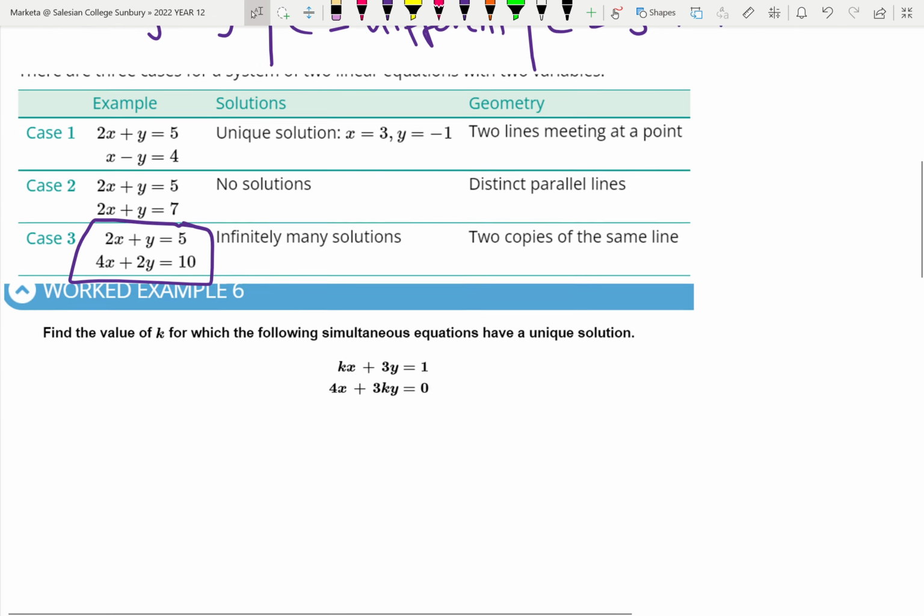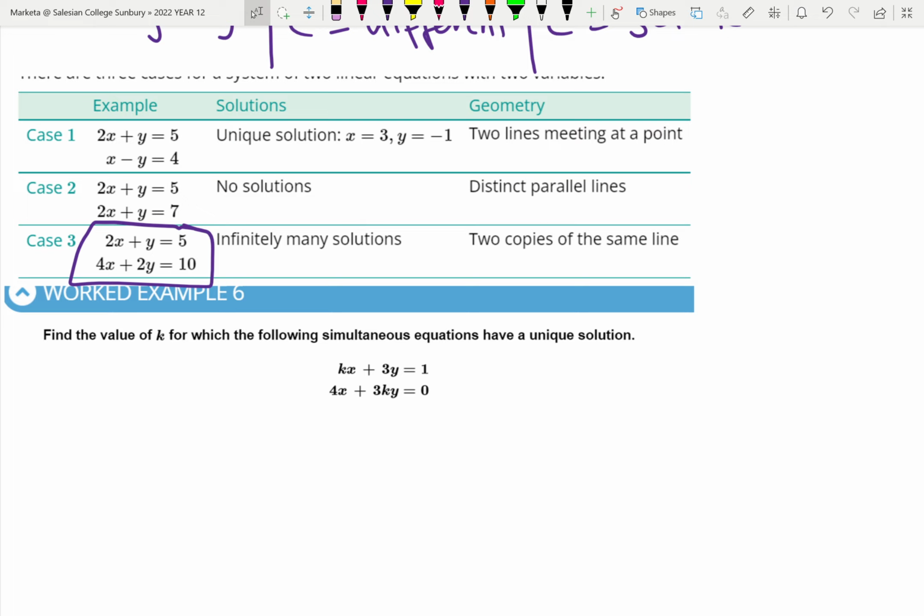So look, on this little table down here, this is from Cambridge, we've got an example, case one, where we have two lines and they have a unique solution. If you were to solve that system of simultaneous equations, you'd find that it has the solution of 3, negative 1. For the second case, these are our no solution, and they are parallel lines. They're not the same line, but they have the same gradient. So if you were to rearrange those, and look, I will: y equals negative 2x plus 5 and y equals negative 2x plus 7. So we see we have the same gradient, but a different y-intercept.